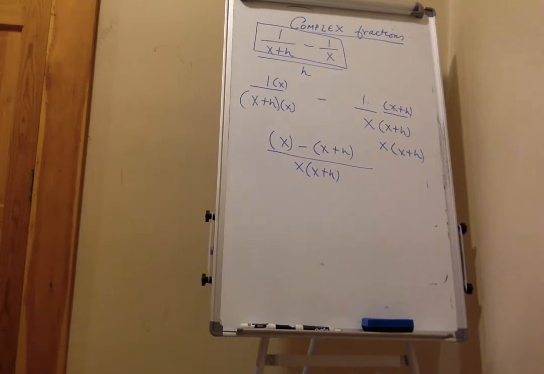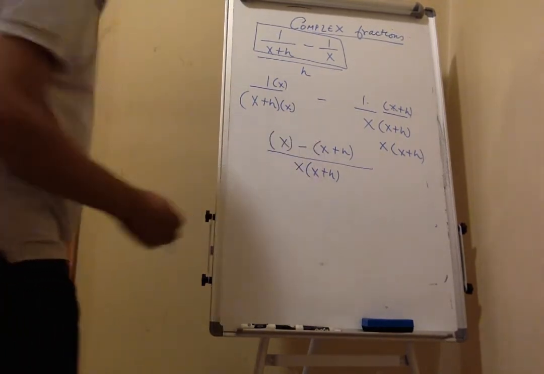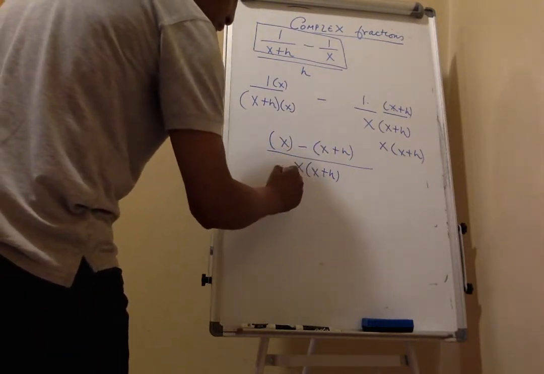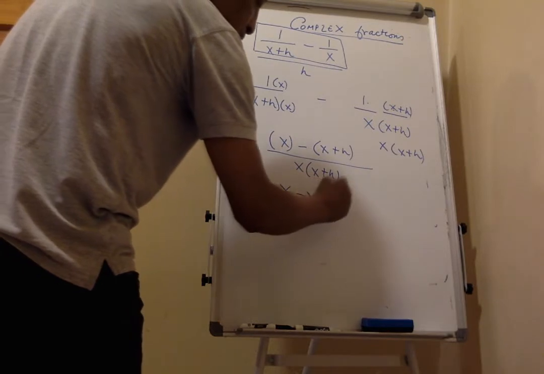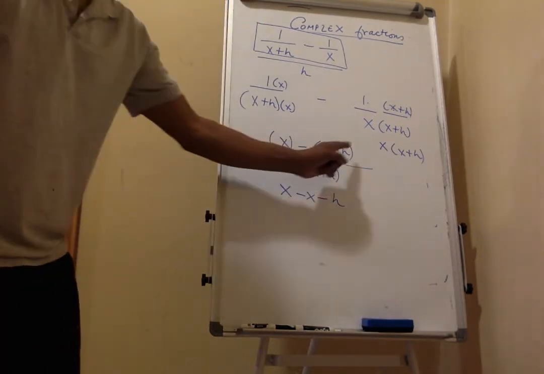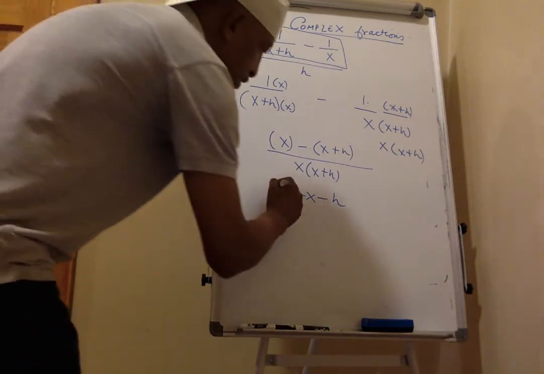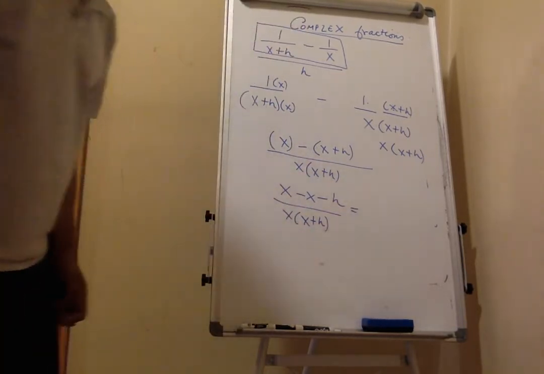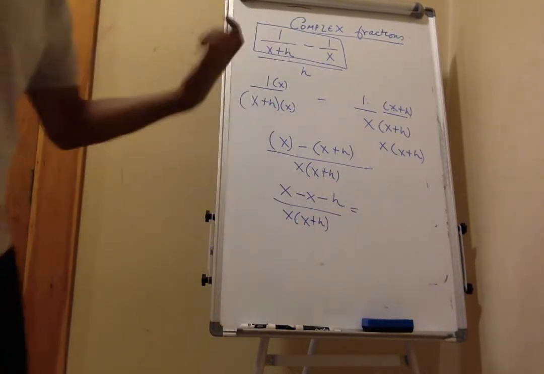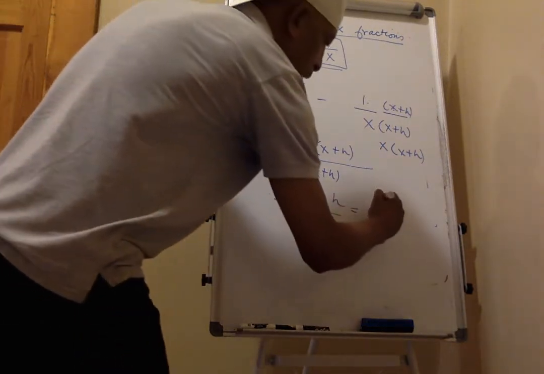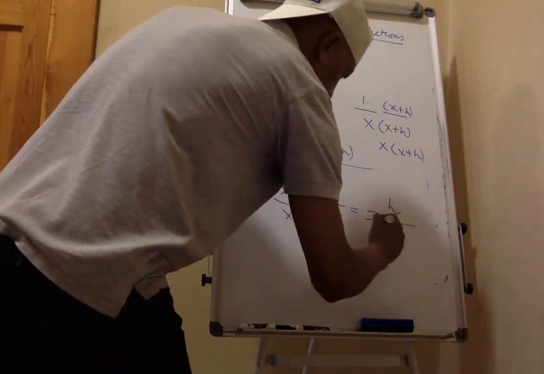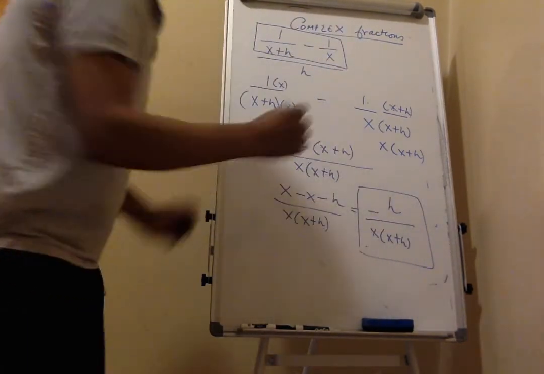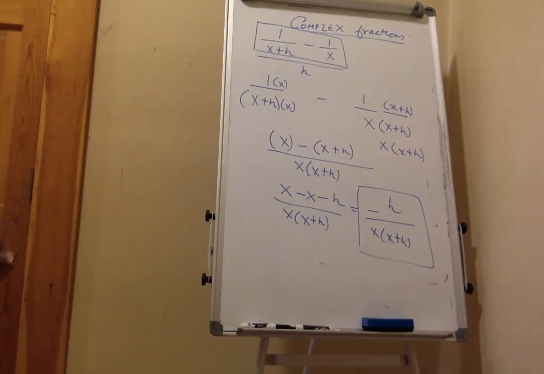Okay. Now if you go ahead, x minus x, they cancel out, right? But this is what? I'm going to rewrite it. This means x minus x minus h, because you are distributing minus to everything inside, over x times x plus h. So simplify this, x minus x would be 0, so what you end up with on the top would be minus h, and at the bottom x times x plus h. You're done.